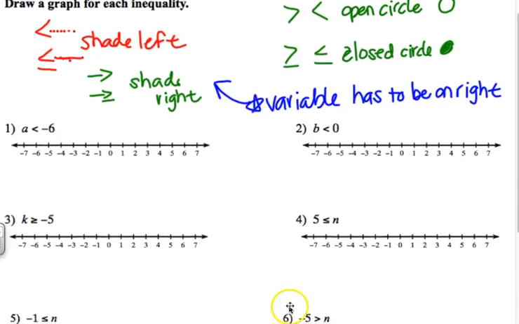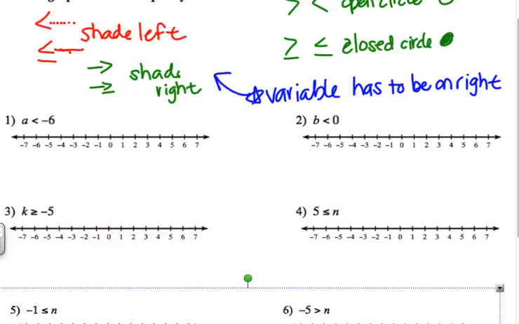Okay, so on number 1, you've got a is less than -6. So we're gonna go to -6 on the number line. It's gonna be an open circle because there is no equal to sign. And then since that arrow is pointing this way, I'm going to shade to the left. So anything on that side is going to be a solution. So -10, -1,000, anything like that, but not -6.